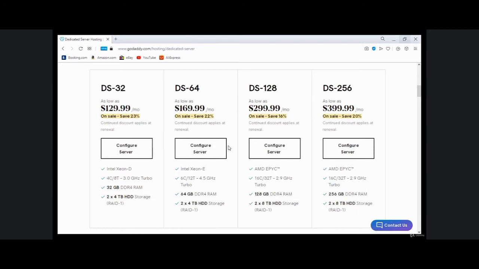This means your hosting company takes care of all required updates, security checks, and any upgrades you need, as with shared hosting. As we move towards the right, we see the cost increase, but so do the system resources and specifications.